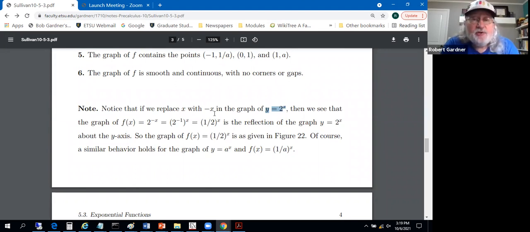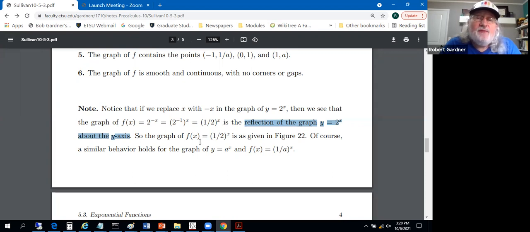As we saw in the section on transformations, that's equivalent to a reflection about the y-axis. Reflection about the y-axis of the original curve, y equals 2 to the x, if you replace x with negative x, one of the reflection transformations. So we'll get that geometric behavior. By replacing x with negative x, we'll produce the new function 2 to the negative x. That's the same as 2 to the negative 1 to the x, properties of exponents we mentioned earlier. 2 to the negative 1 is 1/2, and that gives us 1/2 to the x.